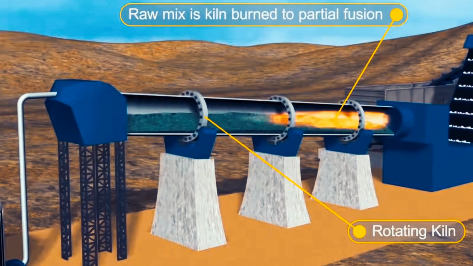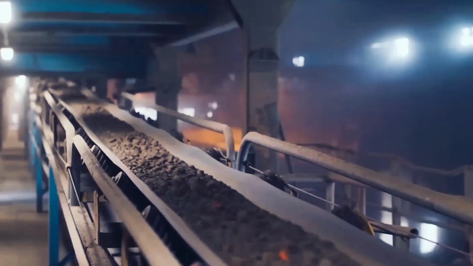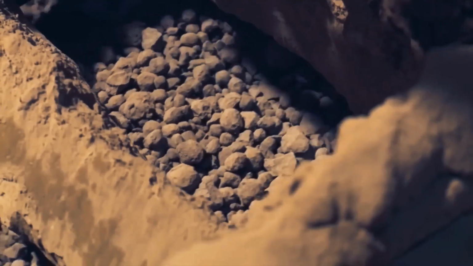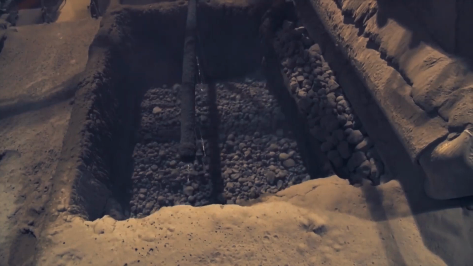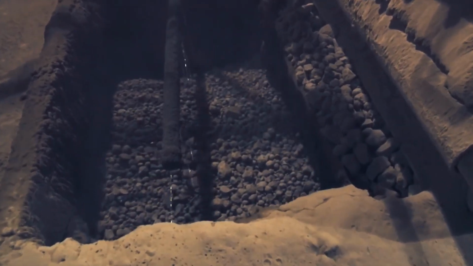Cement clinker is formed. A 3-degree tilt is added to the kiln so that the material can move through it over the course of 20 to 30 minutes. When the raw mix gets to the bottom of the kiln, clinker starts to form. It comes out of the kiln in lumps about the size of marble.